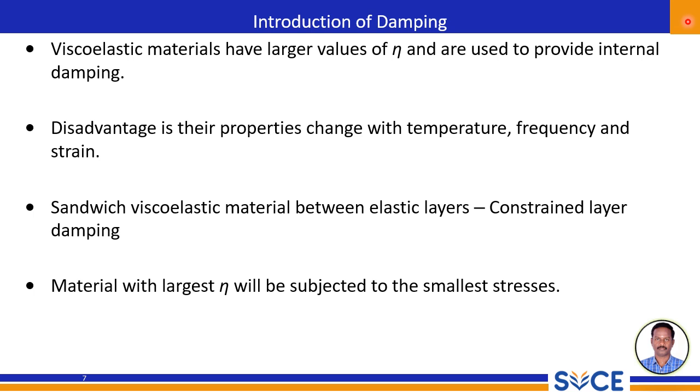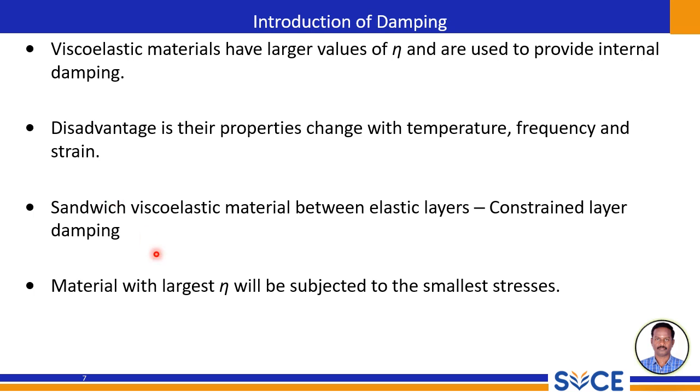However, there is a trade-off. The disadvantage is the properties change with respect to temperature, frequency, and strain. This is a crucial consideration. The damping properties of the viscoelastic materials are not constant. They vary depending on the operating conditions. This can limit their effectiveness in applications with wide temperature or frequency ranges.